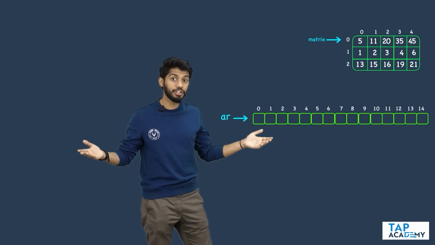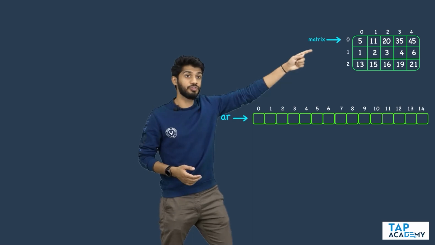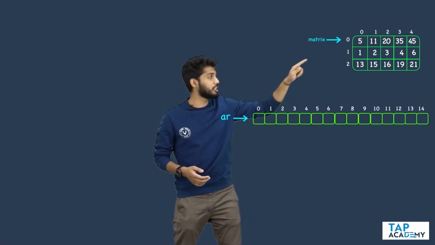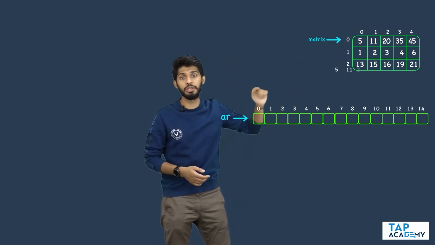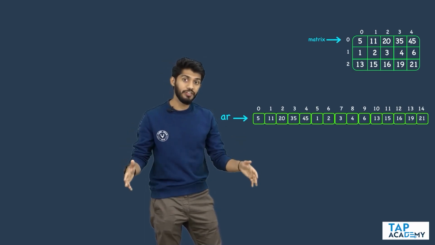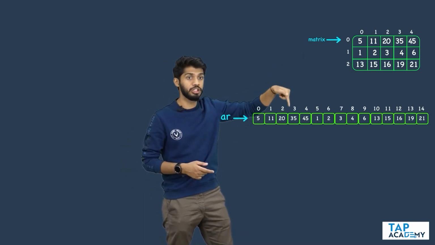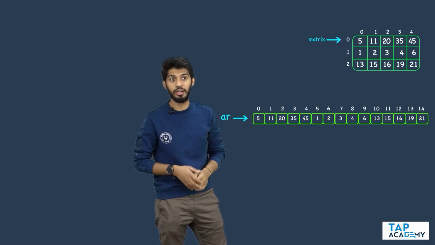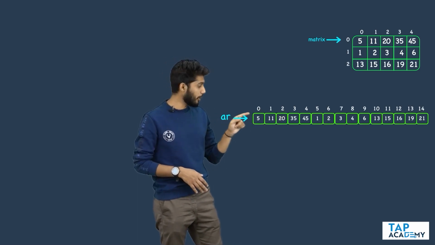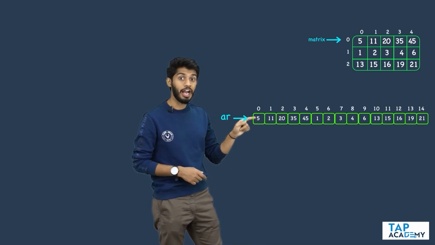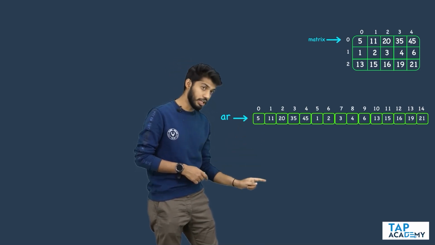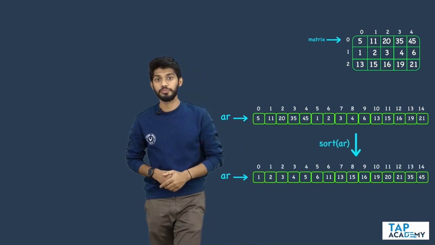Now all that I need to do is copy all the elements from here to here. How do I copy? Just traverse these elements and copy all those elements to here. Once I have copied all the elements from the matrix to this new 1-dimension array, all that I need to do is apply sorting on this particular array. And if I apply sorting, this is the resultant array that I will be getting.